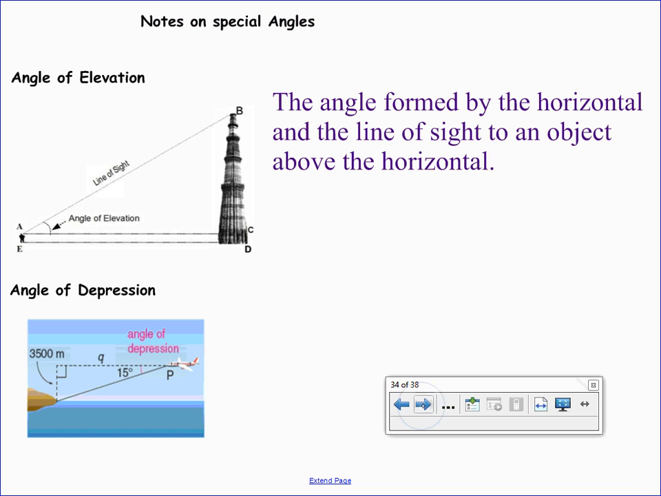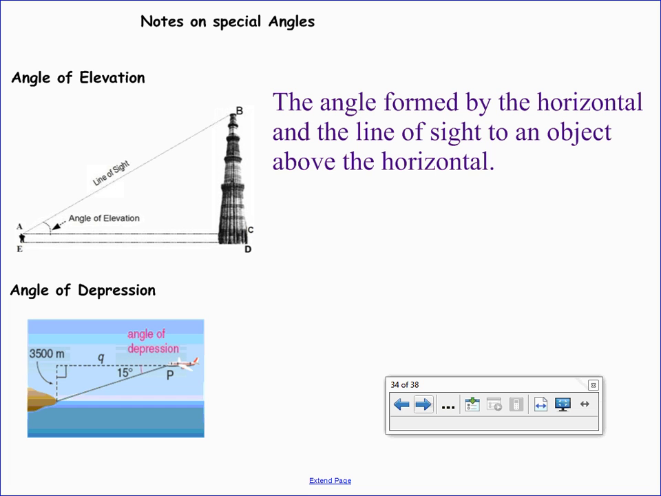The angle of elevation refers to the angle formed by the horizontal and the line of sight up to an object. And so the angle of elevation is the measure of the angle in between the horizontal and then up to the line of sight to an object. That person at point E would have to look up to the top of the Leaning Tower of Pisa, right? That angle in between the horizontal and up to his line of sight to the top of the object, that's the angle of elevation.